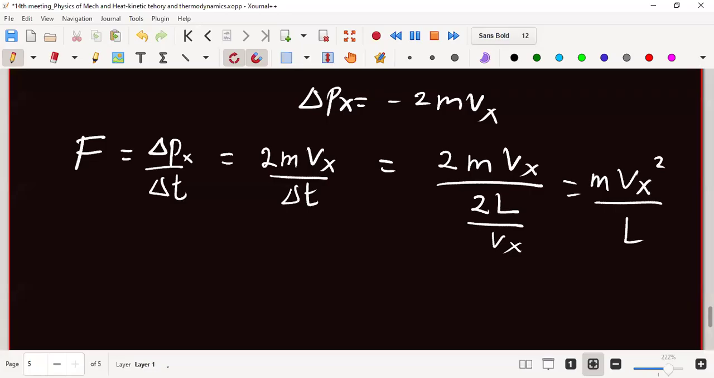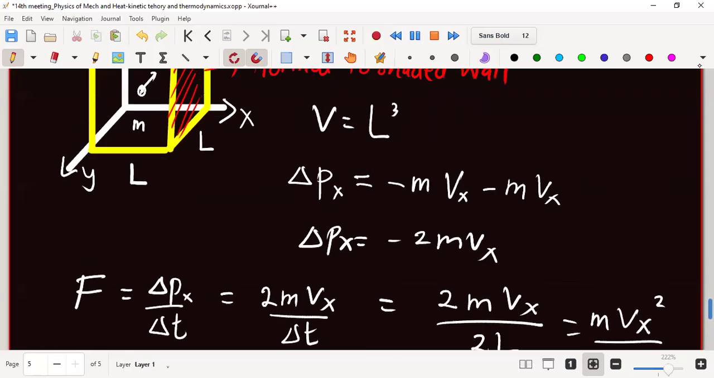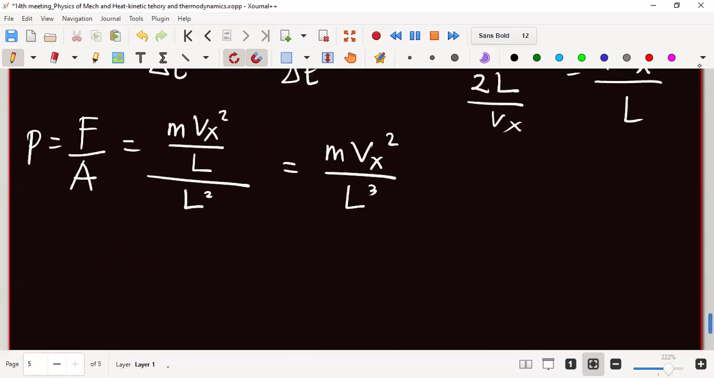And then, because pressure is force divided by area, pressure is force per area. The area is L square. Here it is m Vx square divided by L square, so it equals m Vx square divided by L cubed. Okay, this is only for one molecule or one atom.